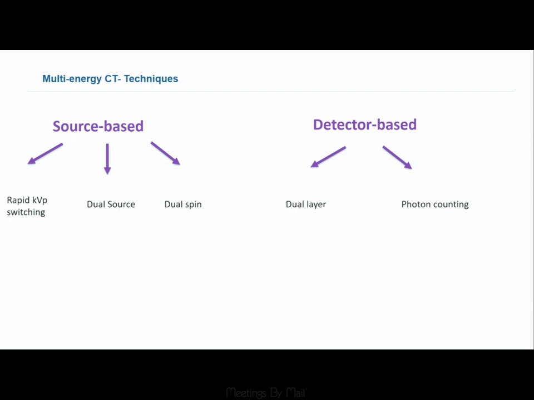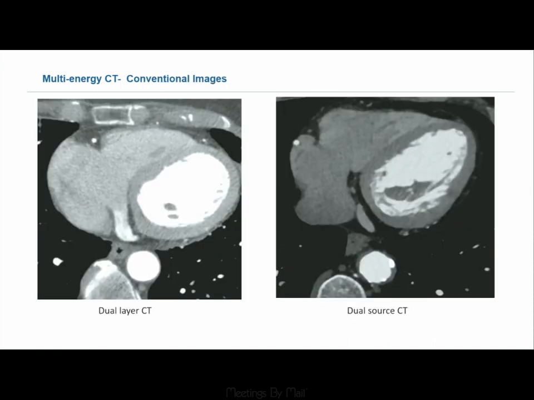Most of the currently available technologies are able to provide information for 2 energy levels, so the correct term is dual energy. We also use the term spectral CT because it is providing multiple spectral data. So they're all the same.